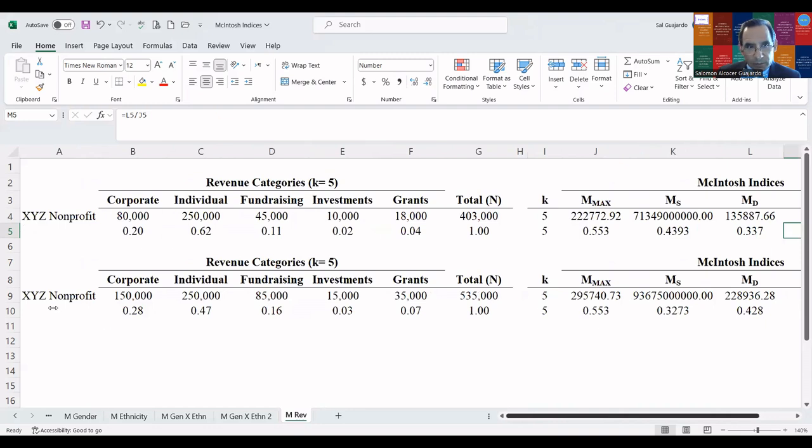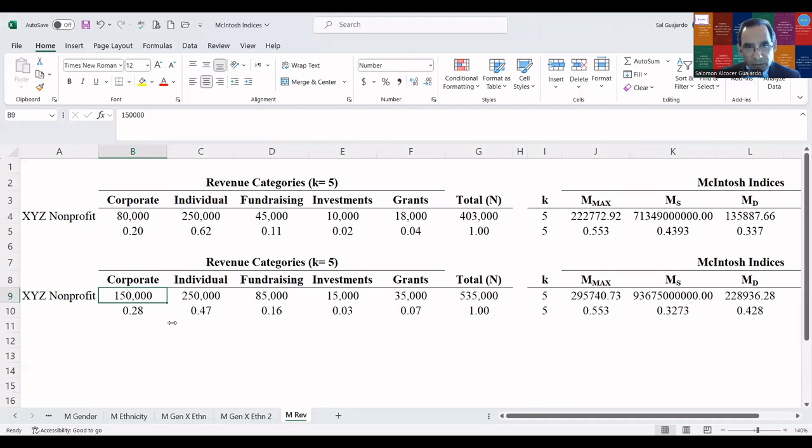Then what I did for a what-if scenario, I increased the corporate revenue from 80,000 to 150,000, and that now represents 28% of the total new revenue. Individual contributions stayed the same at 250,000, and that now represents 47% of the total revenue.